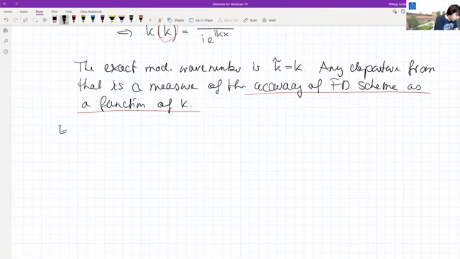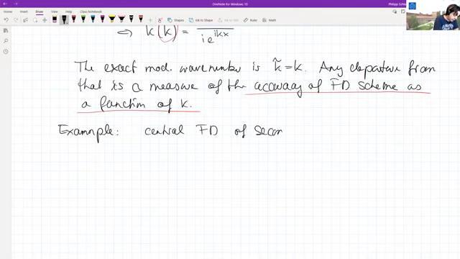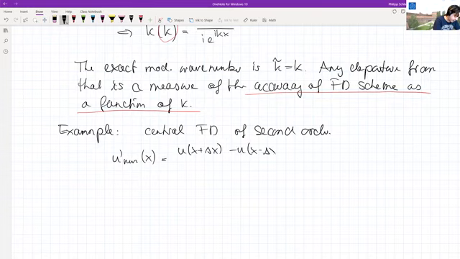Now, let me just conclude this with a simple example, and we look again at the central finite difference scheme of second order, so the D0 operator. And this was then such that the numerical derivative is something like this: u(x plus delta x) minus u(x minus delta x), and this divided by 2 delta x.